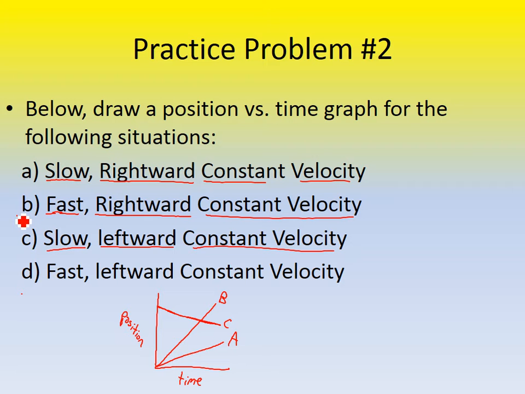Okay. Now D, the only difference is that this one's going fast. It's still going to the left and it's still going at constant velocity. How do we show it's going a little faster? Steeper slope. I call that one D. How many of you guys got those? Okay, good job. Good job.